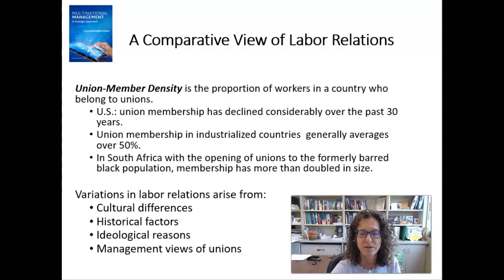A final important consideration refers to labor relations. One important aspect for multinationals to consider is union member density. This refers to the proportion of workers in a particular country who belong to unions. Overall, in the US, union membership has declined considerably, although there is some resurgence. You might have heard on the news with Amazon and Starbucks workers trying to organize. The relative presence of labor unions in the US is declining.